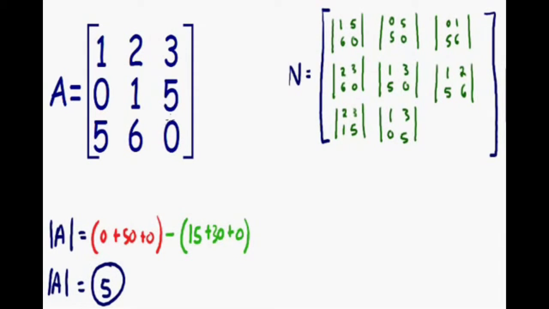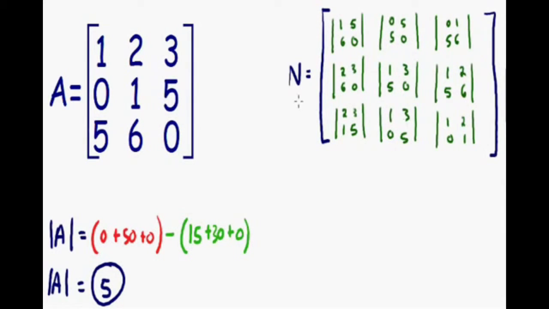And finally, we can move on to our number in the bottom right position, this number 0. If we cross out the column and the row of this number 0, we're left with a 2 by 2 matrix 1, 2, 0, 1. So I'm going to copy that 2 by 2 matrix in the bottom right position, 1, 2, 0, 1.